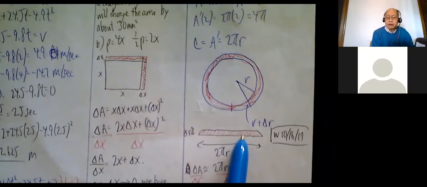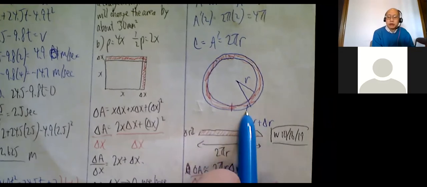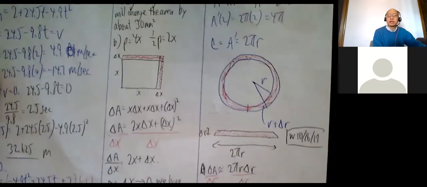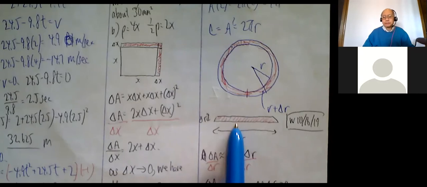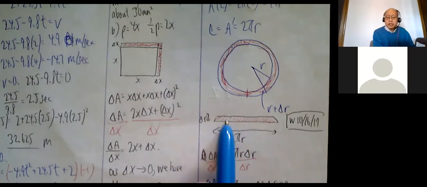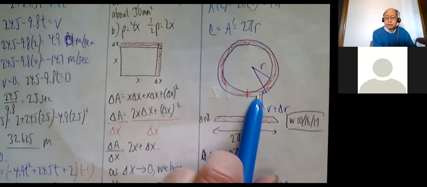Not quite a rectangle, but it looks more and more rectangular-ish if delta r approaches 0, if it's really, really small, right? Which means the approximation gets better and better and better. So what is this vertical height? It's a tiny amount, it's delta r.